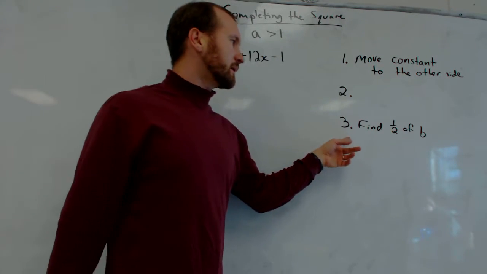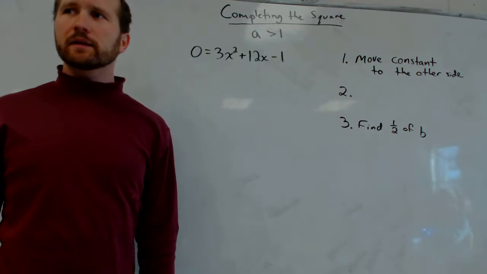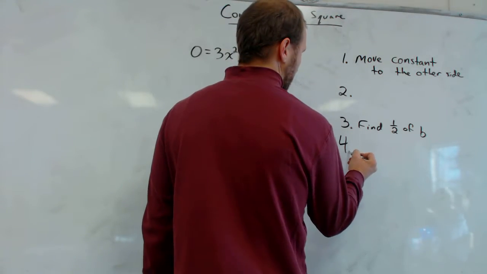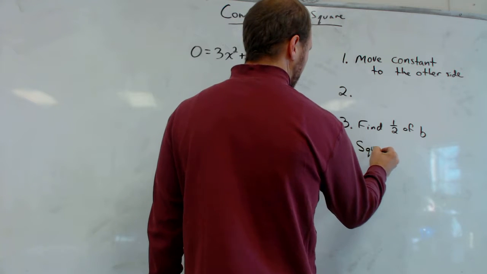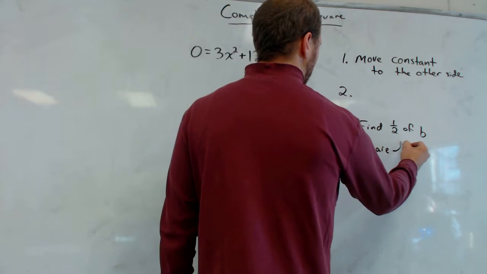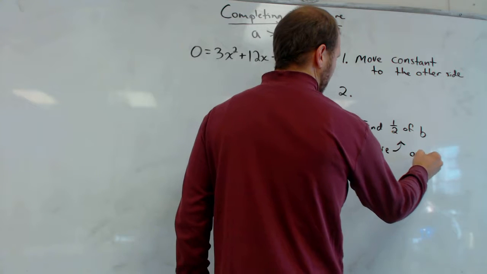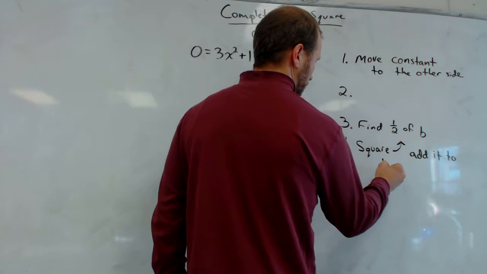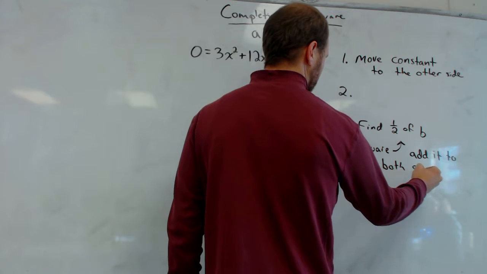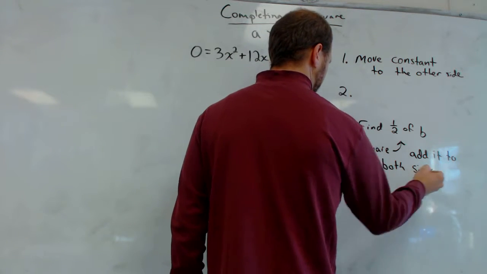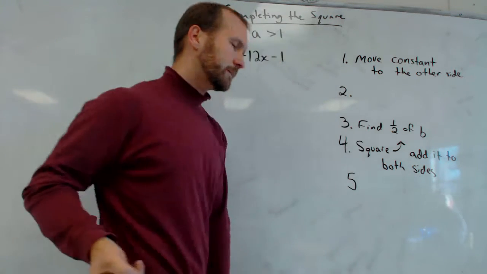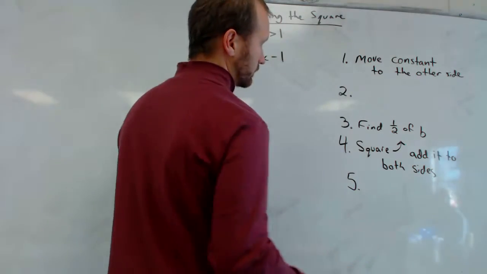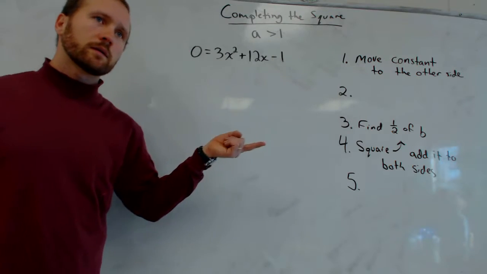What is the step after finding 1/2 of b? You add that to both. Oh yeah, square it and then add that to both sides. So we square step 3 and add it to both sides. What's our next step? If the extra step comes between 1 and 3, would that just be step 2? Yeah, it is.